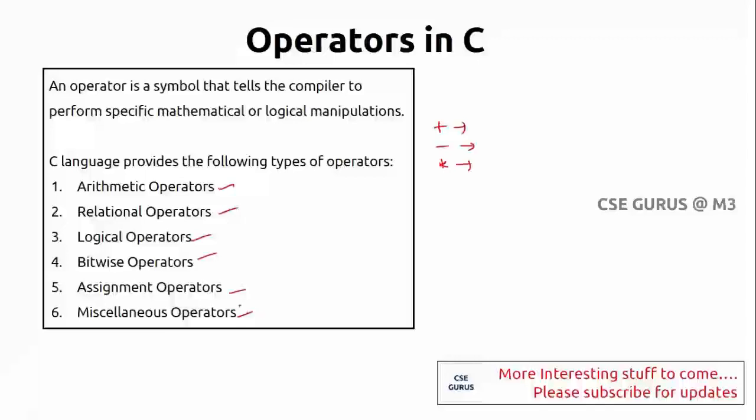We'll see one by one how these operators work in C, and the different ways we can write them. For example, we say 10 plus 20. So what if I write 10 plus E? What happens? Will it execute without an error? That we'll also see.